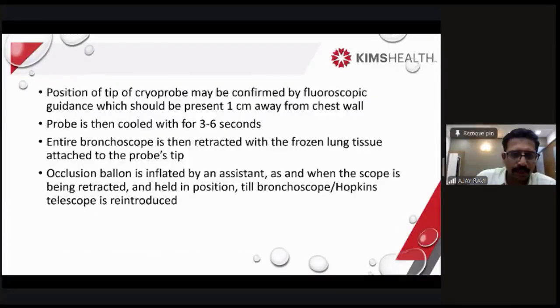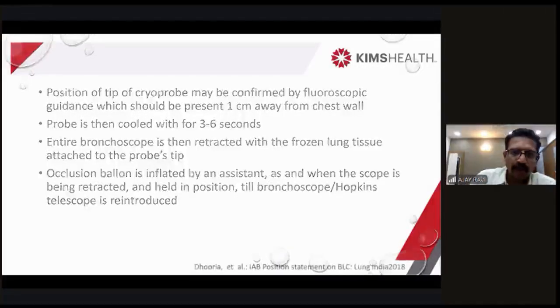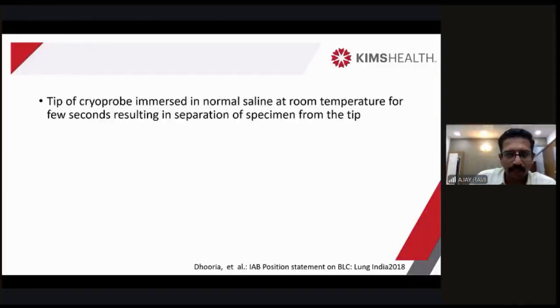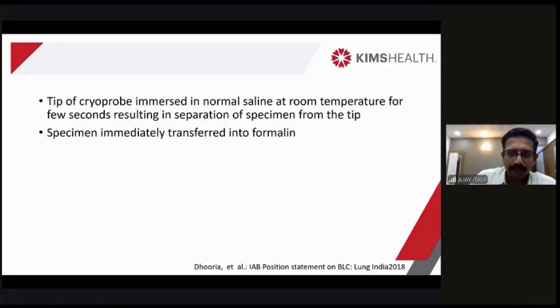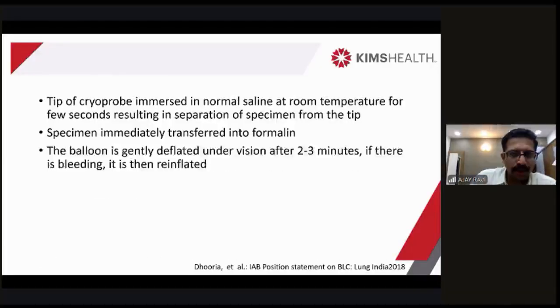Once it is taken out, the entire scope with the forceps is taken out, and the occlusion balloon is inflated by an assistant till the bronchoscope is reintroduced after taking the specimen outside. The tip of the probe is immersed in normal saline so that the specimen gets separated from the tip. Once the specimen is separated, you introduce the scope, go back and visualize, and for 2 to 3 minutes you observe. Once stored in the normal saline, the specimen has to be immediately transferred into a formalin container.